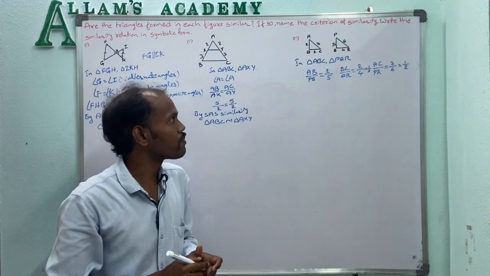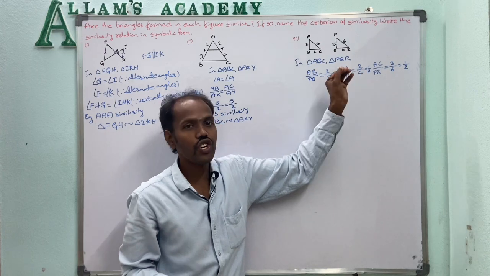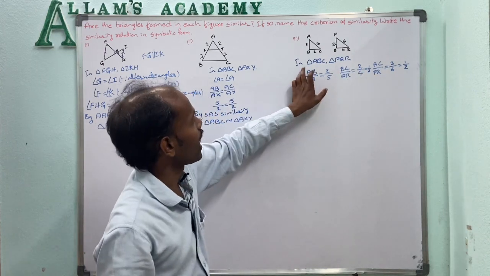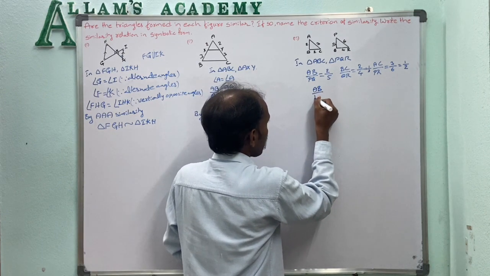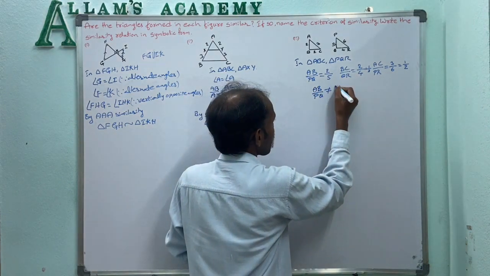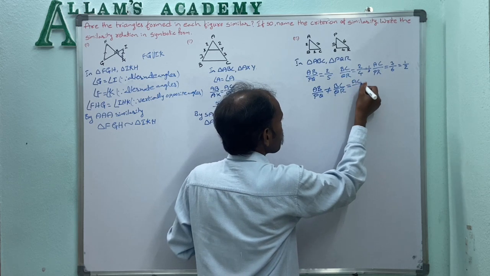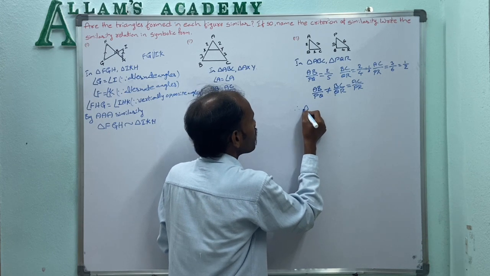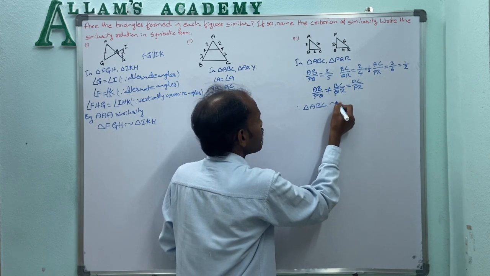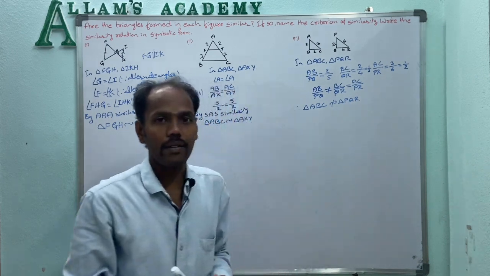So BC by QR and AC by PR are equal, but that is not equal to AB by PQ. If any one corresponding side ratio is not equal, then we can't say that the two triangles are similar. So we can conclude that triangle ABC is not similar to triangle PQR.